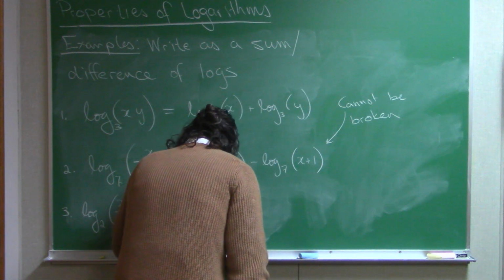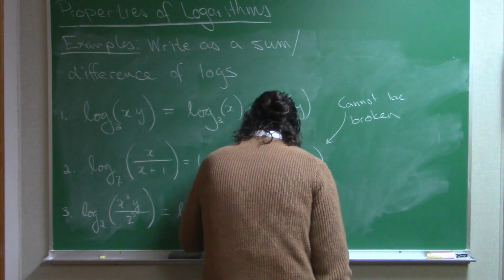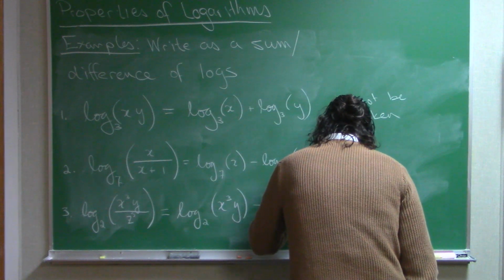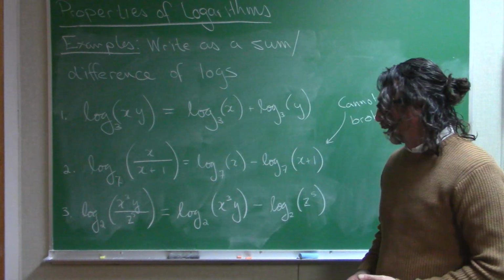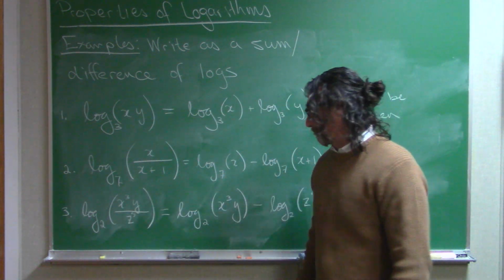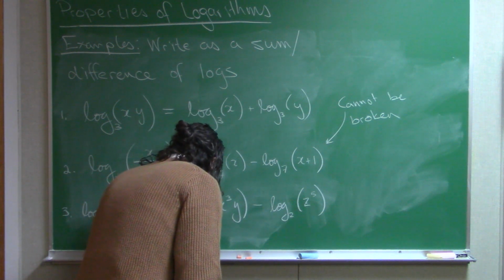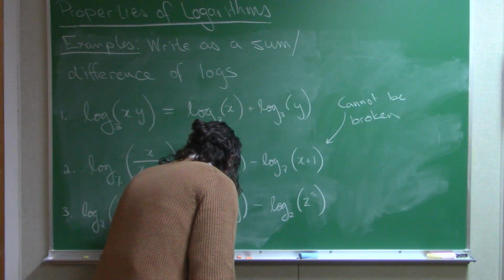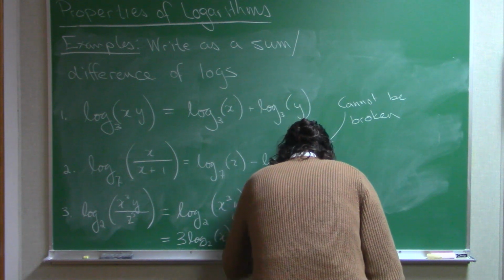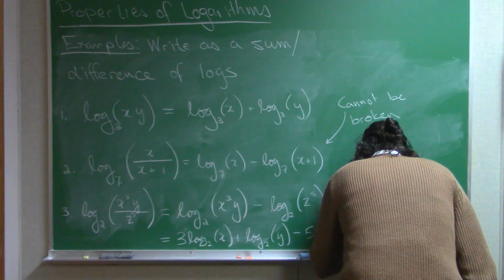I would do log base 2 of x cubed y minus log base 2 of z to the 5th. All right? So notice I did the quotient first. And then I would break this up here. 3 log base 2 of x plus log base 2 of y minus 5 log base 2 of z.